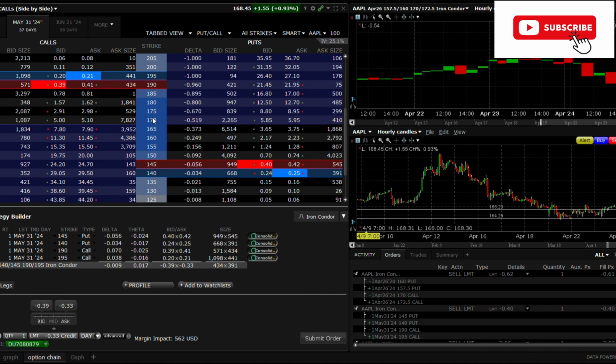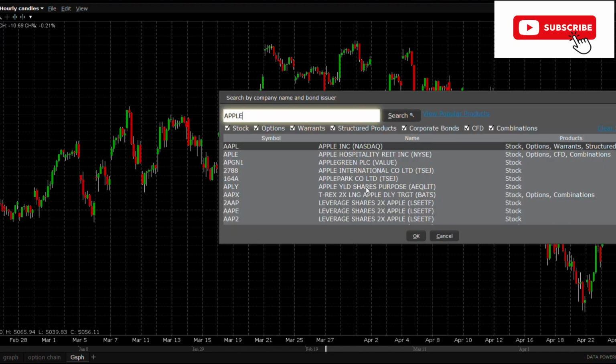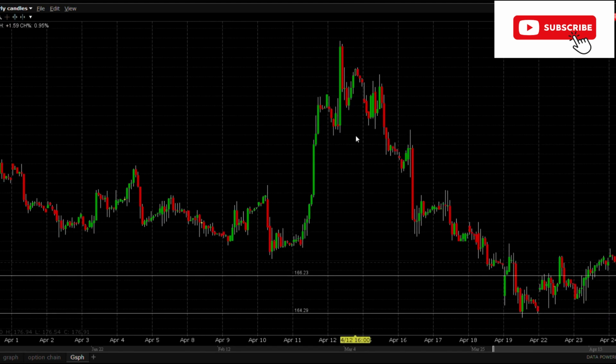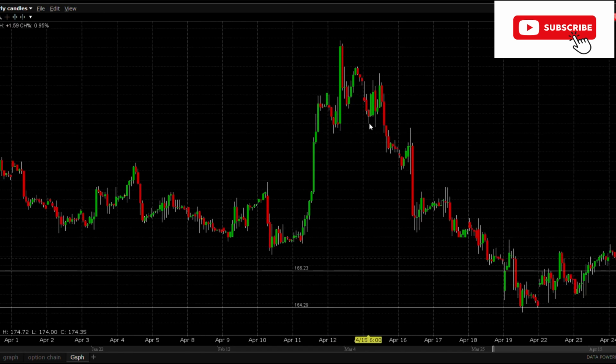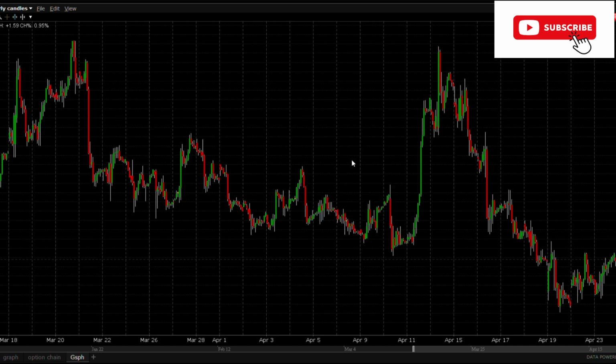We are in the Apple stock, so let's go to the graph of Apple. Okay, so we have Apple, Nasdaq. This is the Apple stock's price movement. I will remove all the trend lines from here. So the first thing that we look at is the support and resistance levels.